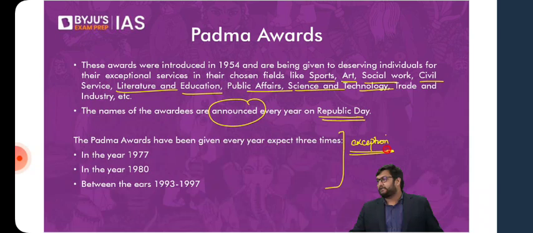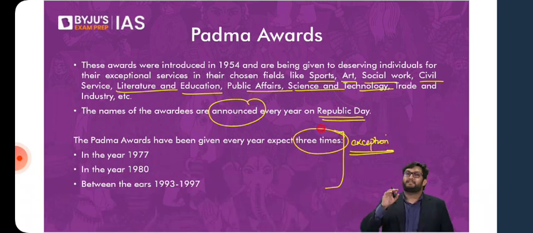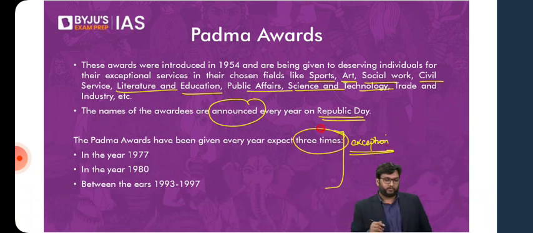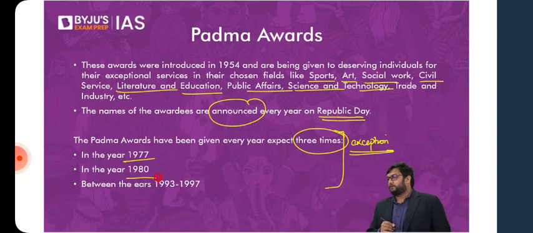Now, in which years or times were the Padma awards not announced? This is something which you need to know. It is 3 instances, but the years are more than 3. Once in 1977 it was not announced. Then in 1980 it was not announced. And then between 1993 and 97 it was not announced. So very simply, 1 year, 1 year, and 5 years here.